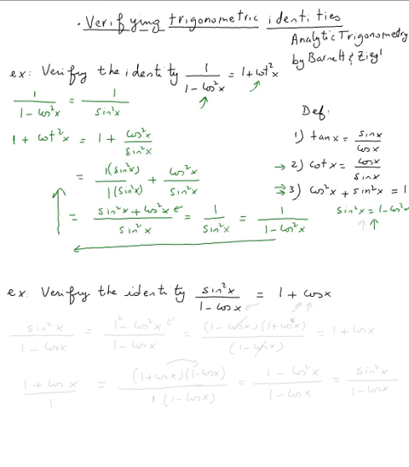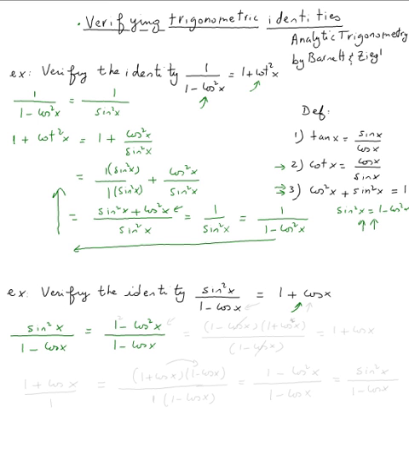So let's do the second example. Second example, we could do it either way. So let's start from the left first. If you start from the left, sine square over 1 minus cosine x, this is equal to what? Remember, we need to get 1 plus cosine, but we know that sine square is just 1 minus cosine square. It's right here, we just used it.